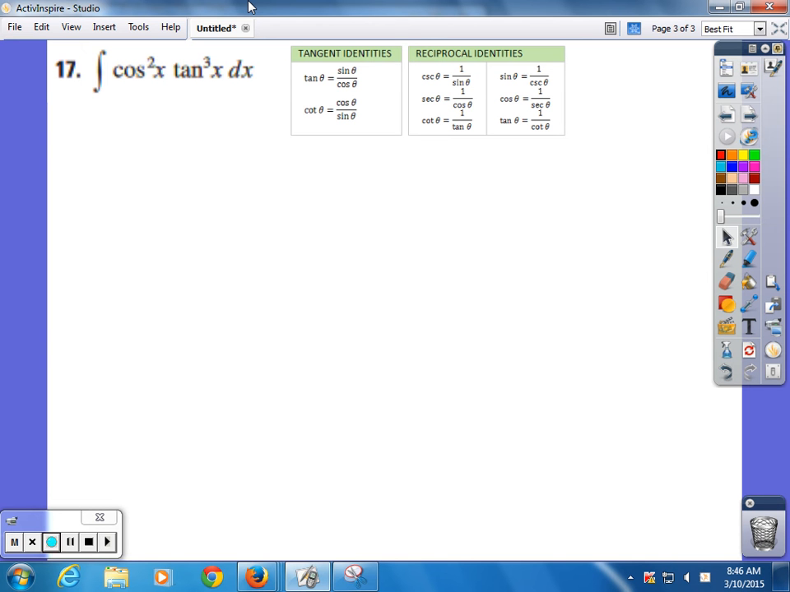Now, if you want to go backwards, then change the cosine to 1 over secant. Now, that would be going backwards.